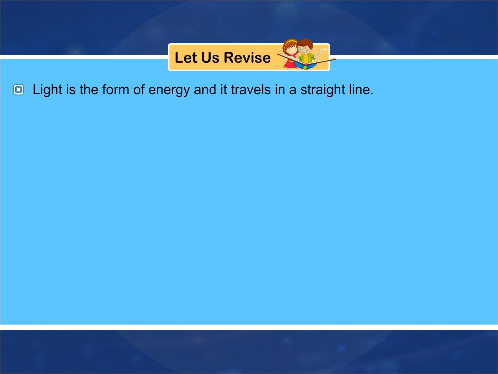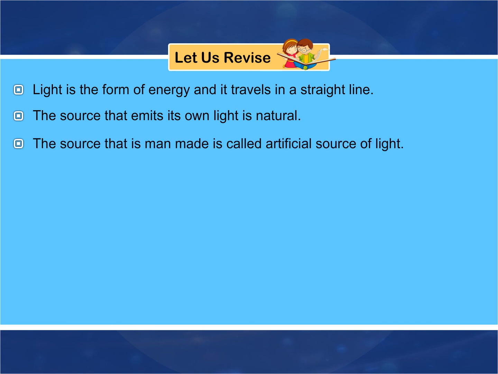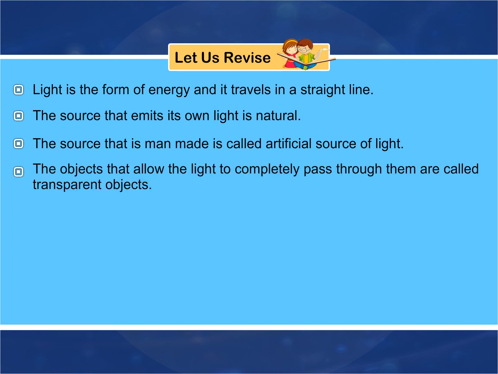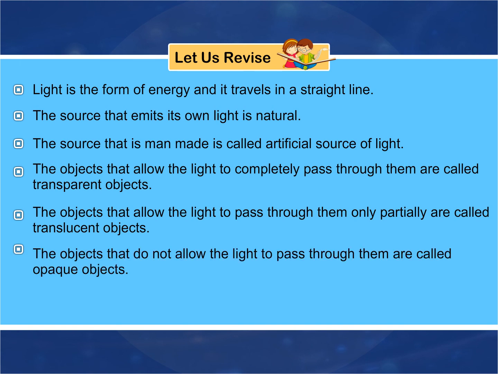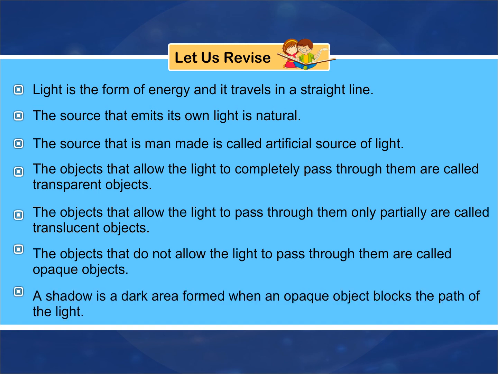Let us revise. Light is the form of energy and it travels in a straight line. The source that emits its own light is natural. The source that is man-made is called artificial source of light. The objects that allow the light to completely pass through them are called transparent objects. The objects that allow the light to pass through them only partially are called translucent objects. The objects that do not allow the light to pass through them are called opaque objects. A shadow is a dark area formed when an opaque object blocks the path of the light.